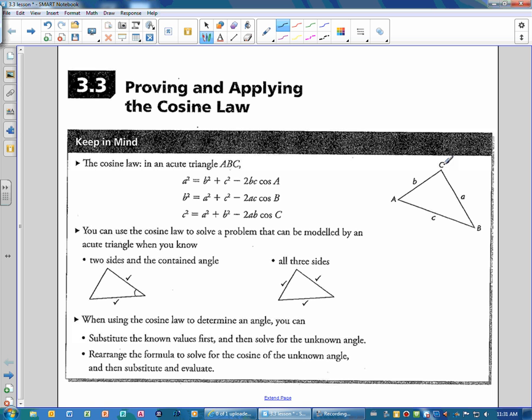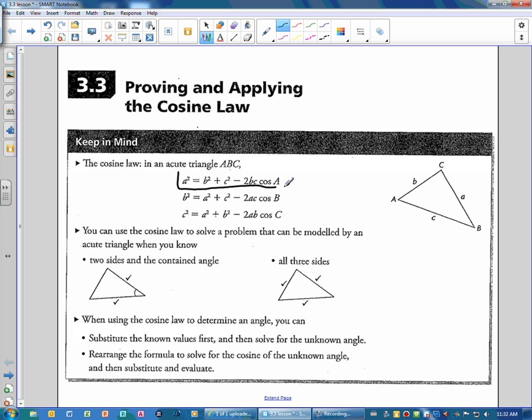So notice over here, my triangle is labeled the same. I've got big angle A across from its small side a, big angle B across from its small side b, big angle C across from its small side c. So it's labeled the same. As long as we are in an acute triangle, meaning none of the angles are above 90 degrees, here is the cosine law. And the basic cosine law is set up like this.